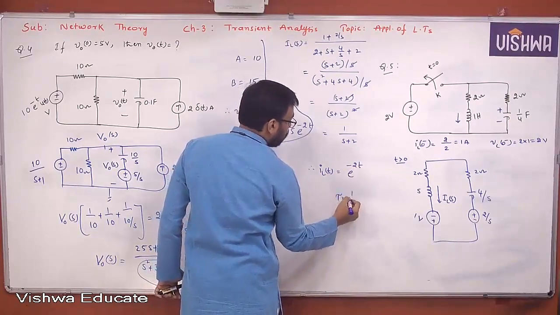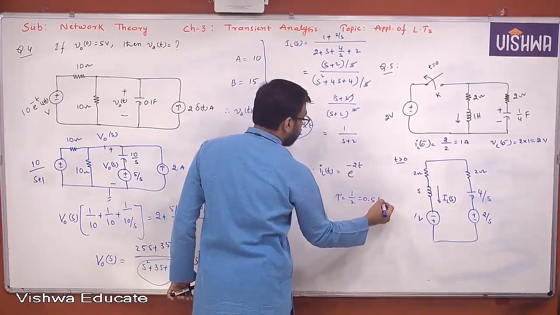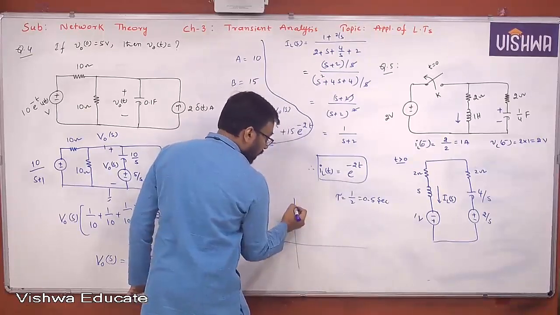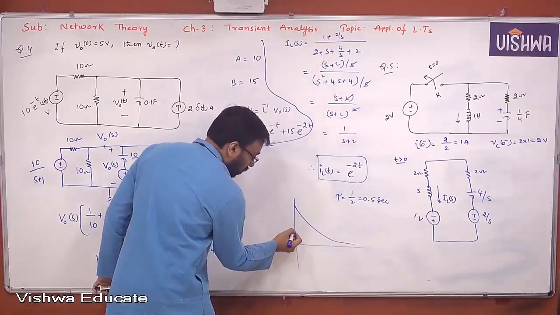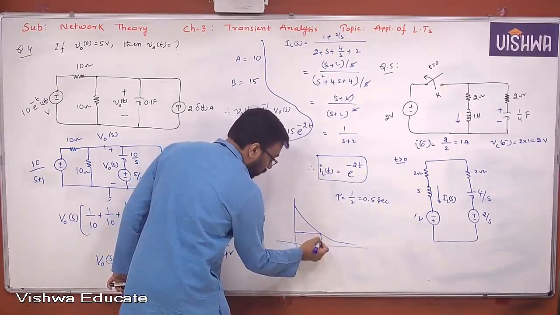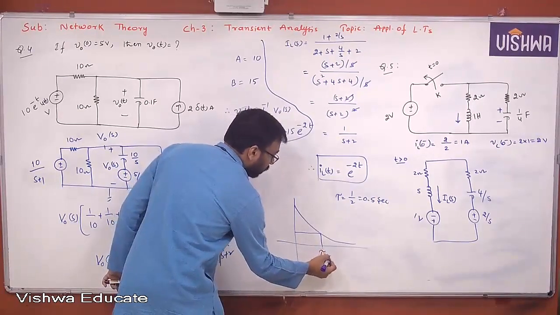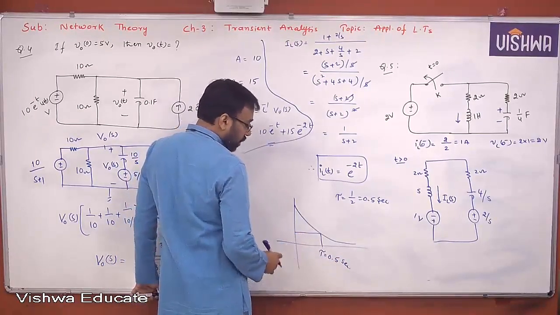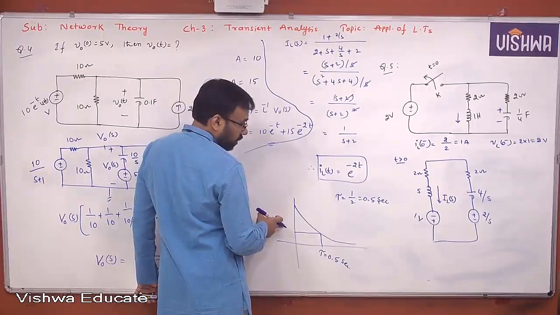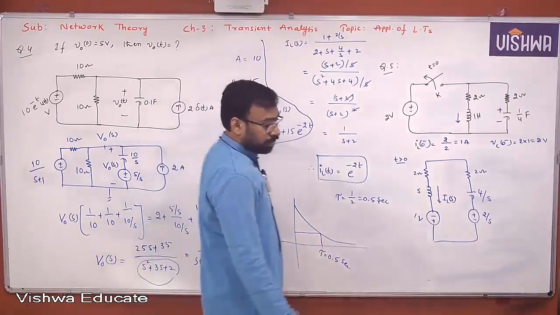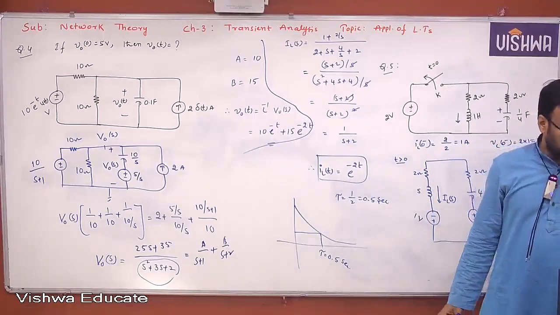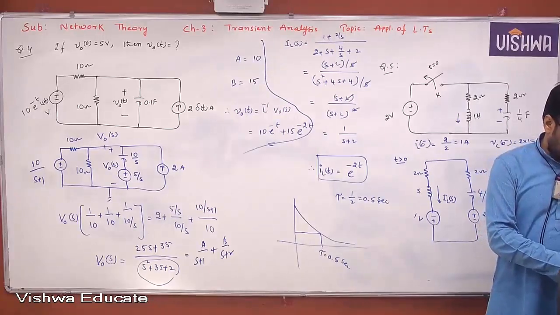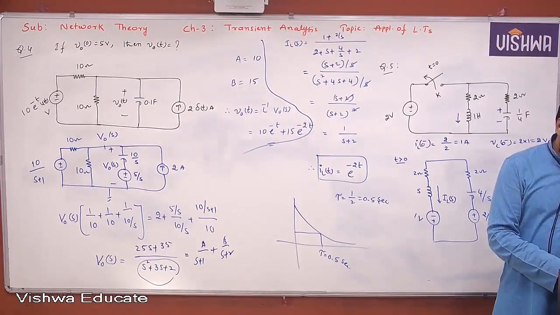Time constant is how much? 1 by 2, that is 0.5 second. So it is an exponentially decaying function. Exponentially decaying with a time constant of 0.5 second. The time taken for the response to reach 36.7% of its initial value. It's the time taken for the response to reach 36.7% of its initial value.